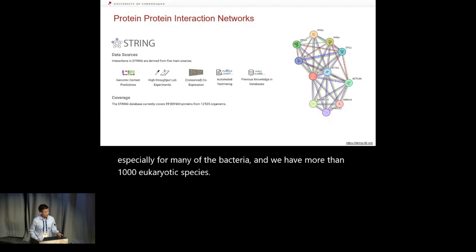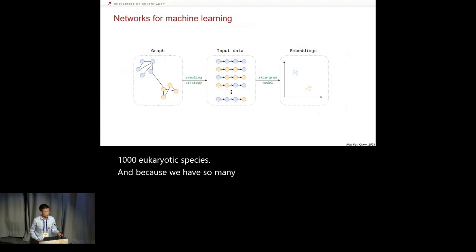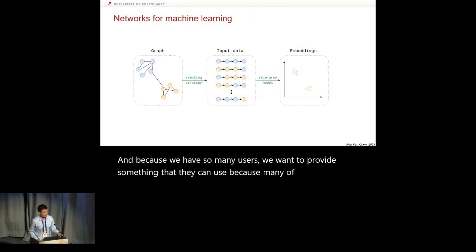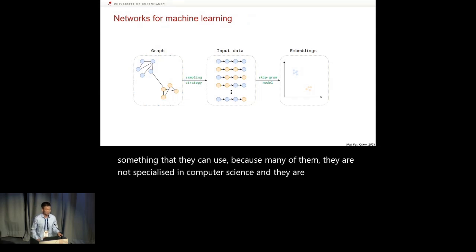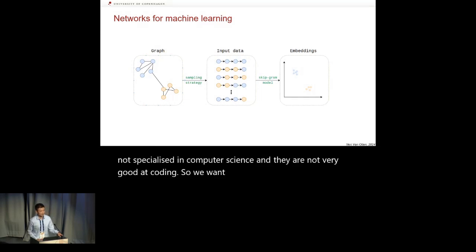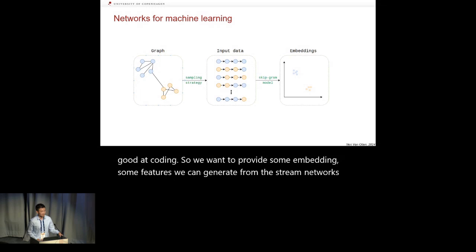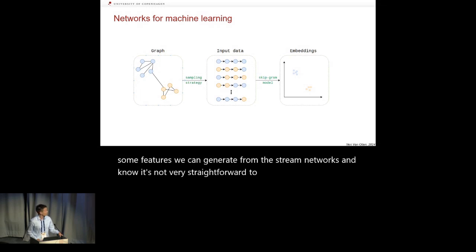And because we have so many users, we want to provide something that they can use, because many of them are not specialized in computer science, and they're not very good at coding. So we want to provide some embeddings, some features we can generate from the STRING networks. And it's not very straightforward to get those embeddings.